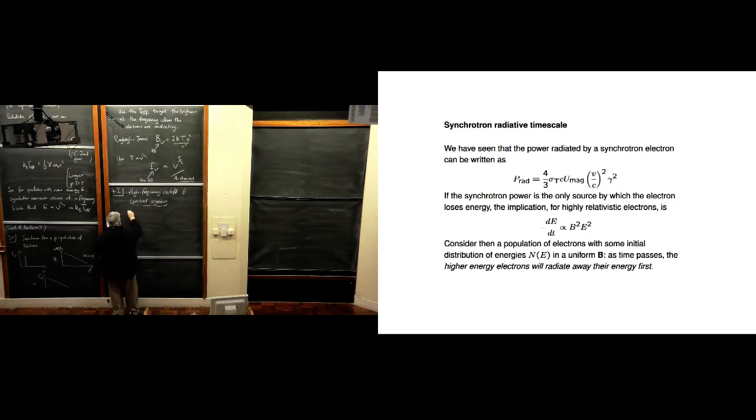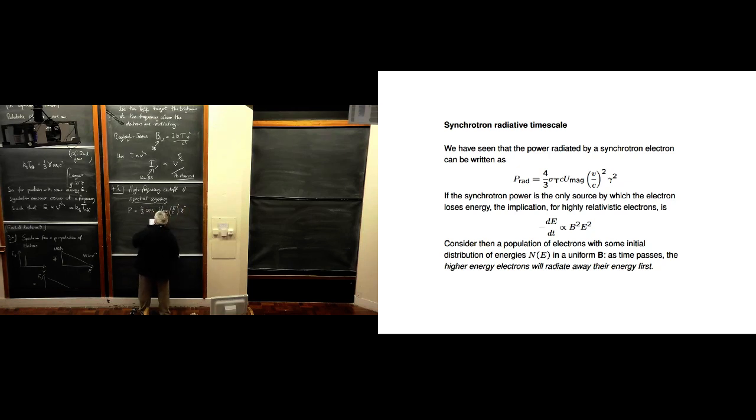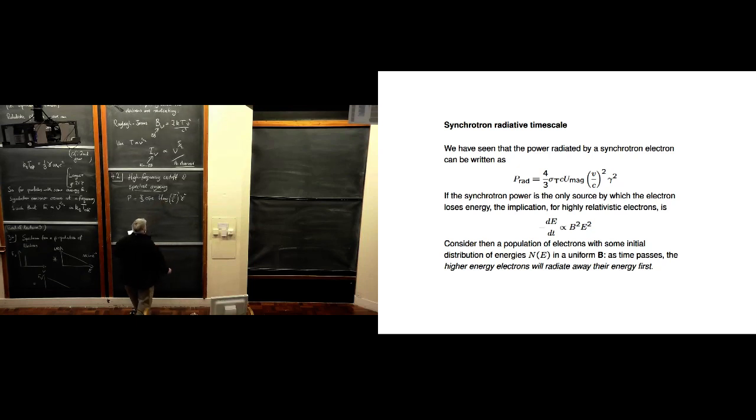So remember previously we had our result we've had several times now. So we get 4 over 3 sigma T, magnetic field energy density, and then v over c squared and gamma squared. So that's the power emitted by an individual synchrotron electron. So if you have a population of electrons, then at any energy, you can write minus dE by dt, the amount of energy that's being radiated, and that is proportional to E squared. For large gamma, v over c would obviously be equal to 1.